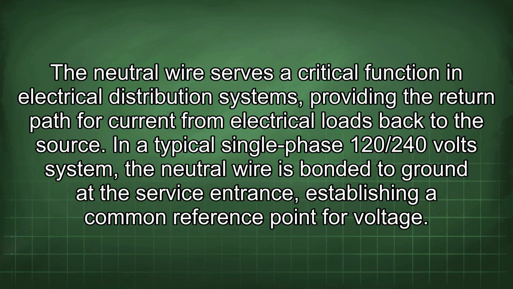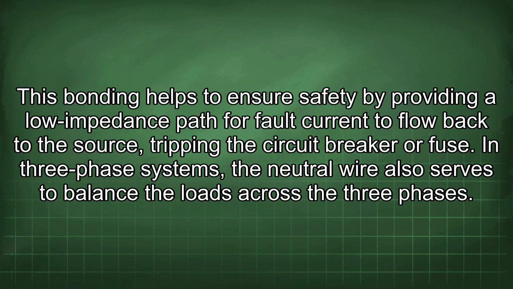The neutral wire serves a critical function in electrical distribution systems, providing the return path for current from electrical loads back to the source. In a typical single-phase 120/240 volt system, the neutral wire is bonded to ground at the service entrance, establishing a common reference point for voltage. This bonding helps to ensure safety by providing a low impedance path for fault current to flow back to the source, tripping the circuit breaker or fuse.